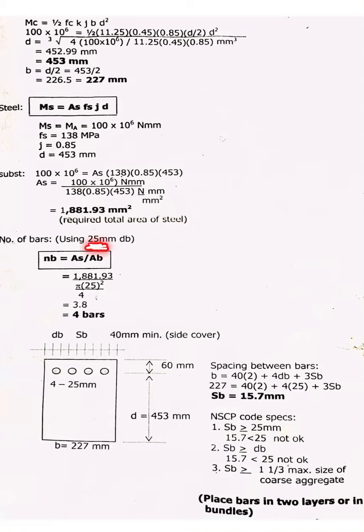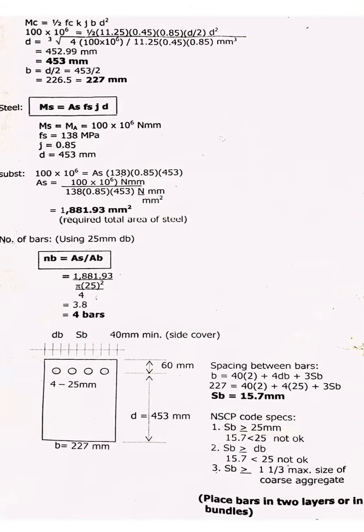Okay, and in the problem, we are to use 25 mm diameter. So we'll have to solve the number of bars. So the formula for the number of bars, you have the AS, or the required total area of steel, divided by the area of one bar. So we'll use 25 for our bar diameter. So you have 1,881.93 divided by pi over 4 times 25 squared. So your number of bars is 3.8, but you cannot put 0.8 in the beam, so round it up always to a whole number, even if that's 3.1. So round it up also to 4.